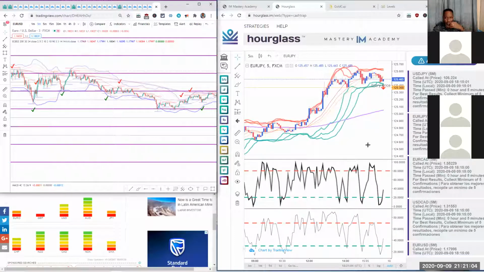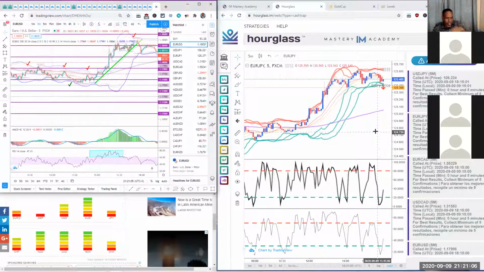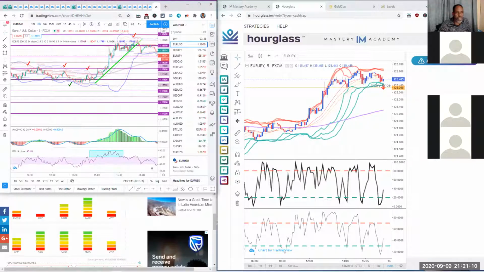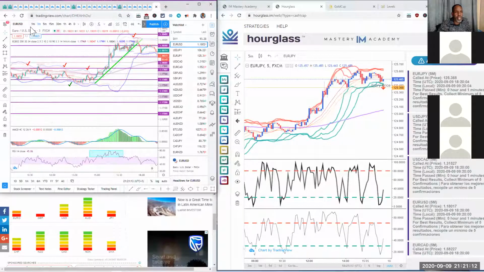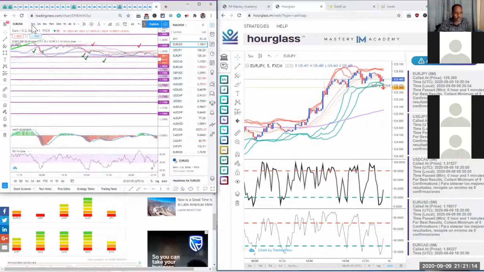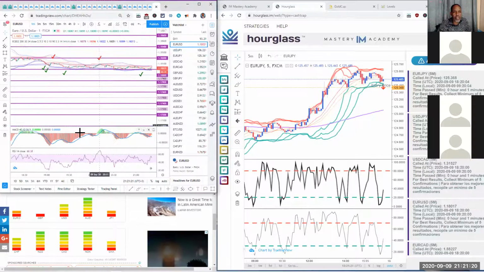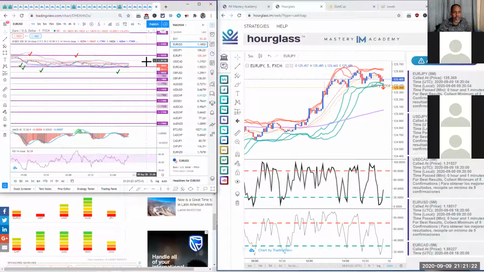Now, the hourglass. So this is how I trade. Let me just show you guys. Sometimes it is important also to have a confluence between two time frames, several time frames.